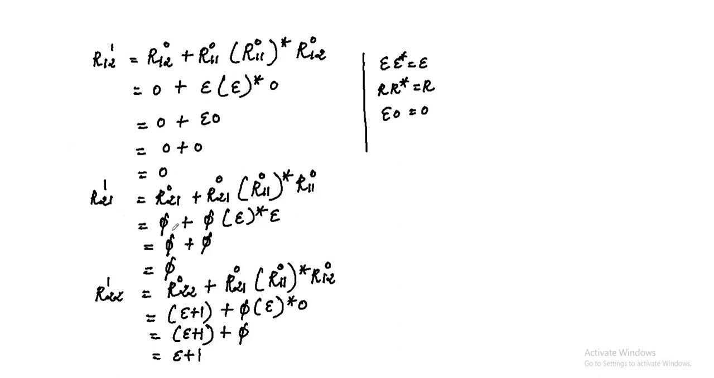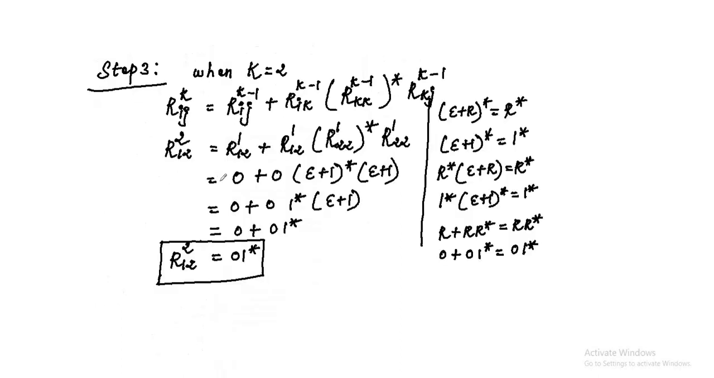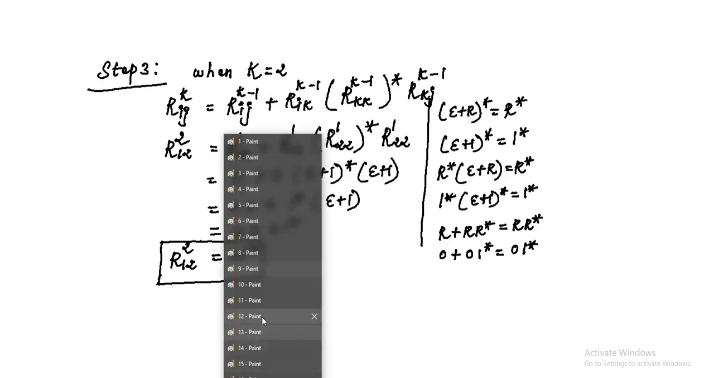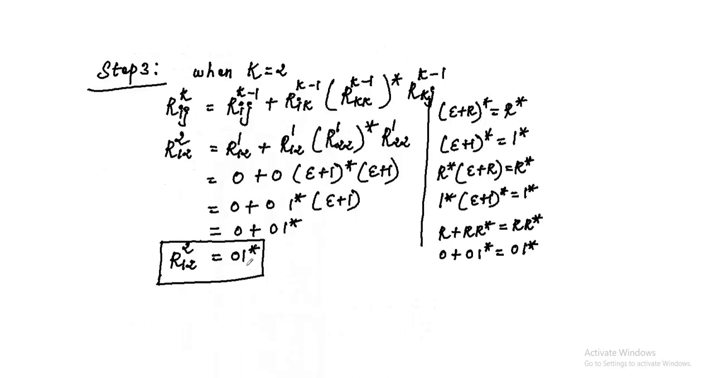So we finished the k equal to 1 part. Then move to the next step, when k equal to 2. As per the equation, when k equals 2, look at the first step. In the first step, L of M equals r_12 raised to the power 2. Here the k value would be 2. Then we need to find r_12 raised to the power 2 directly, because the k value is 2 here. So r_12 raised to the power 2.